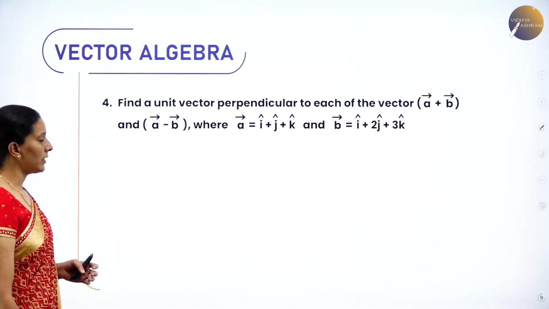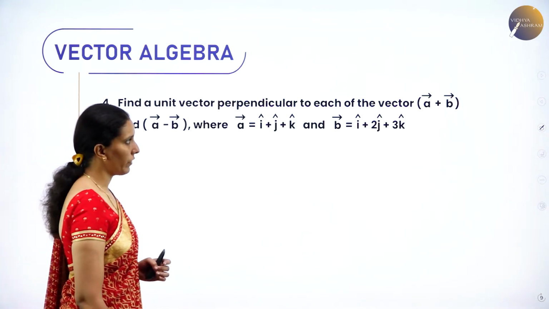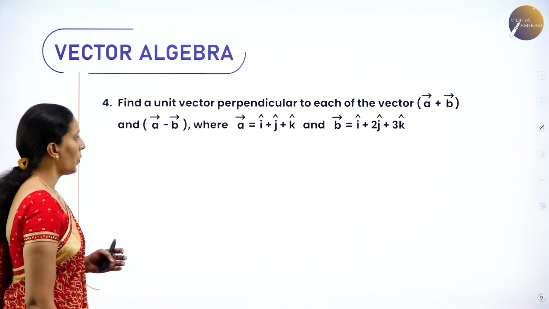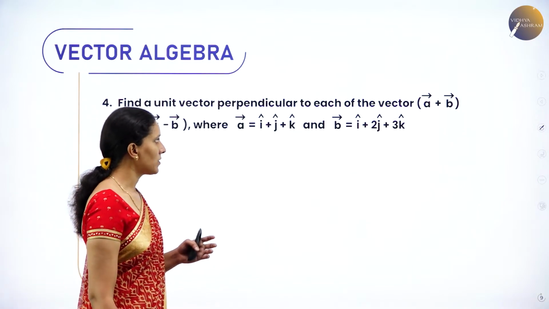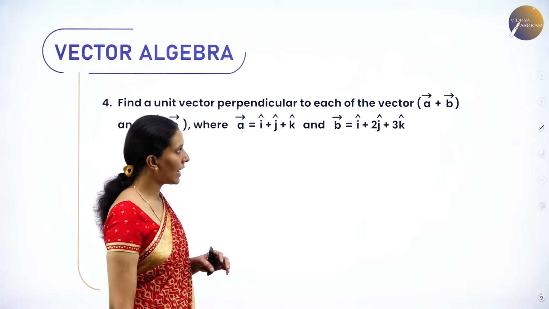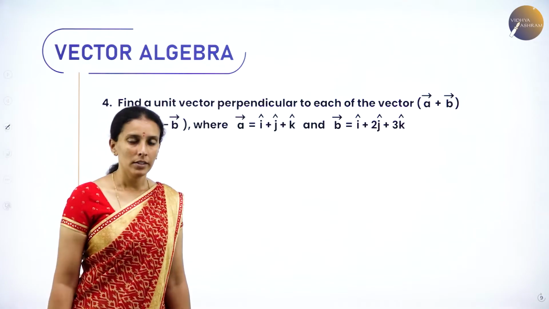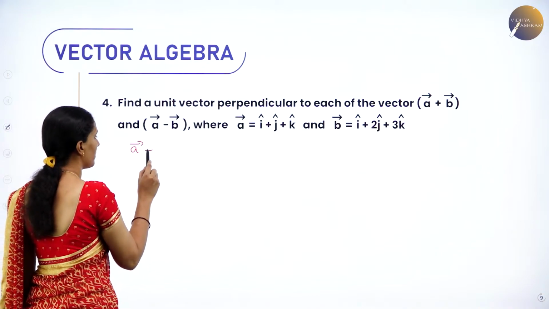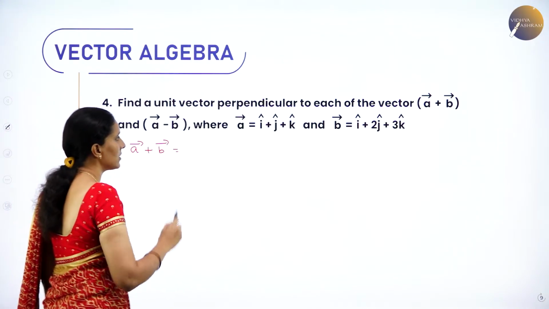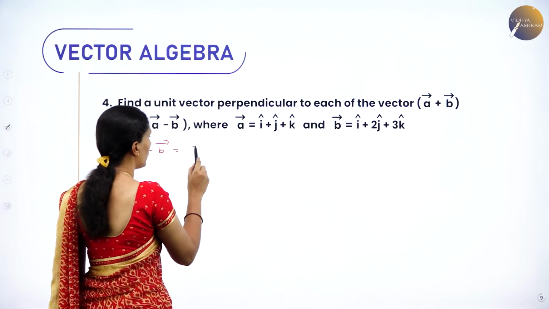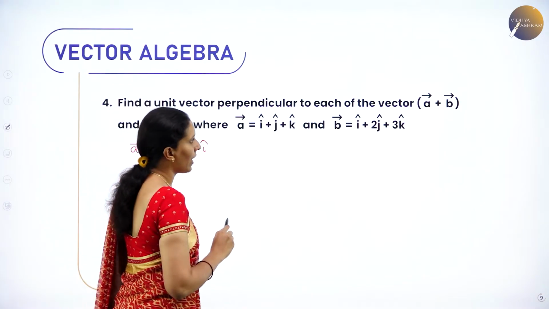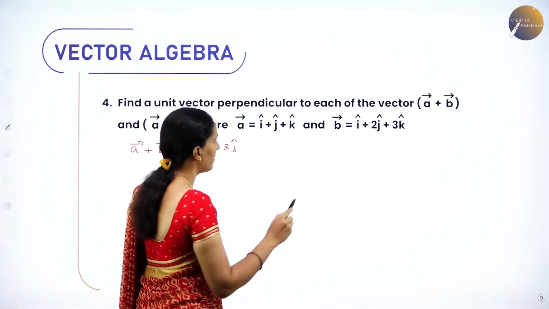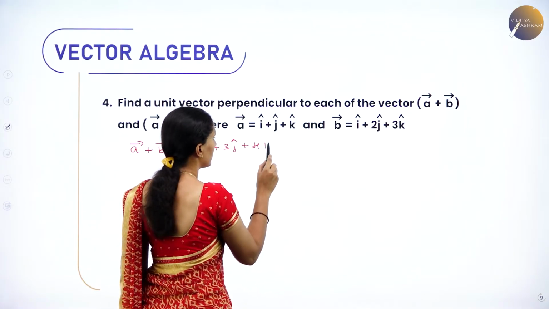Find a unit vector perpendicular to each of the vectors A plus B and A minus B, where vector A is i plus j plus k and vector B is i plus 2j plus 3k. First let us find vector A plus vector B, that is the sum of two vectors. So 1 plus 1, 2i. Next we have 1 plus 2, 3j. Next we have 1 plus 3, 4k.